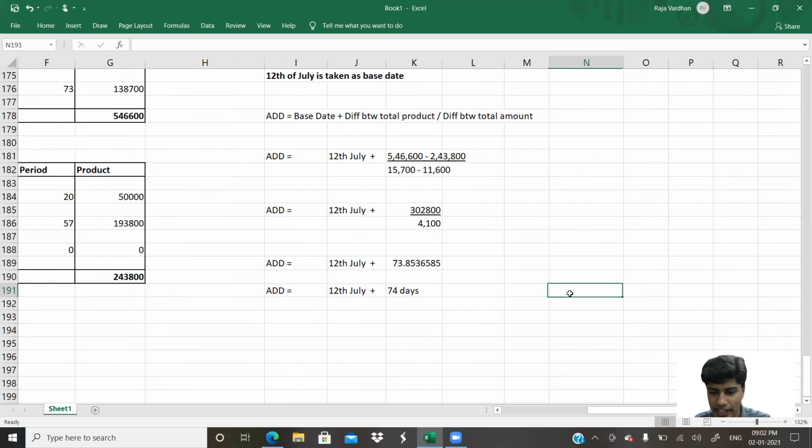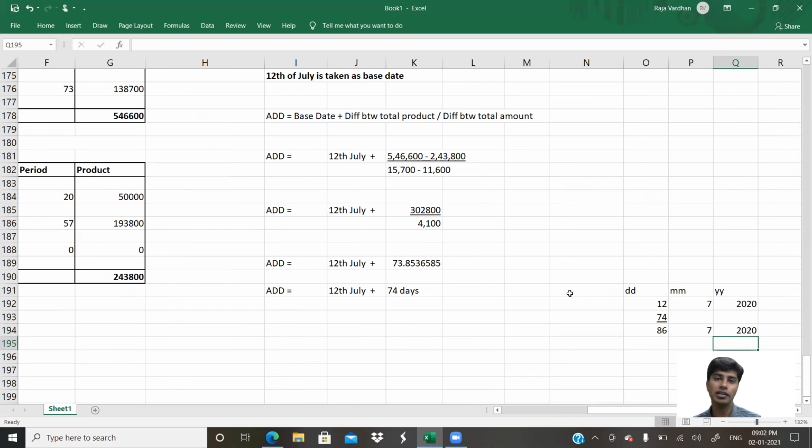What did I tell? DDMMYY. What should you add? 12th July. I'll take it as 2020 only. Done. How many days should you add? 74 days. Write it in the days column. Okay, add 74 plus 12. How much do we get? It is 86. 86th of July 2020.